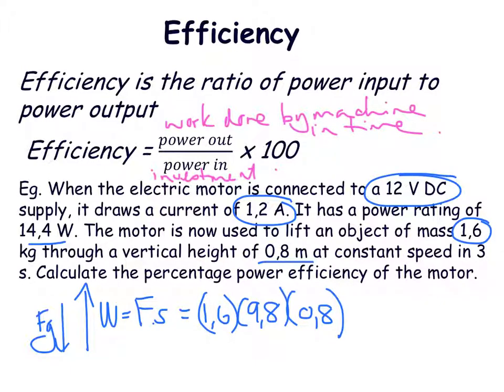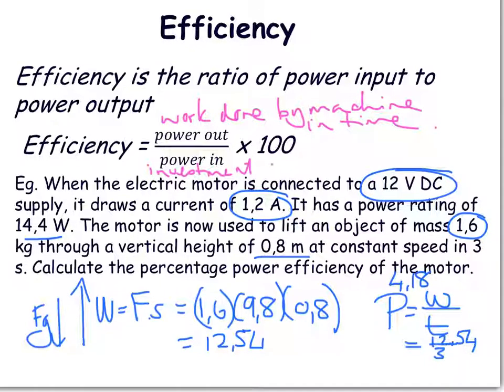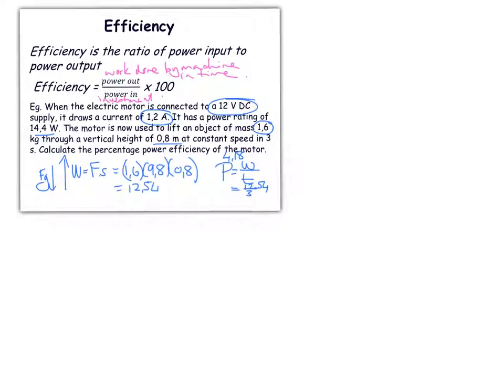I do this in a time. Remember what power is? Power is work done divided by time. So I'm going to do it in a time of 3 seconds. Let's just work out this work done. So that's equal to 12,54, and it's 12,54 in 3 seconds, which means that I'm only actually getting power out of 4,18 watts.